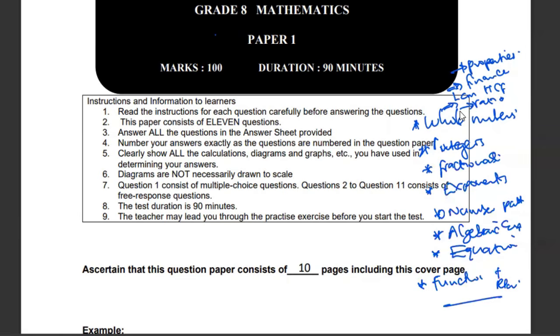Okay, so basically, those are the topics that comprise paper 1. So let's just use this as a revision guide, to see how learners would have fared within this paper. They're telling us we have 11 questions. So let's push and see.